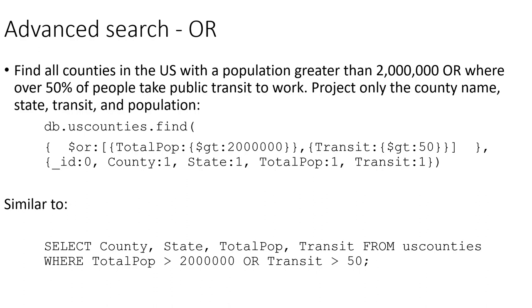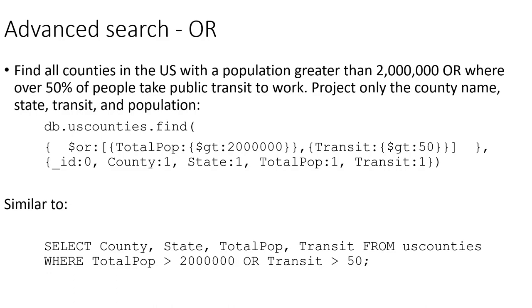And this is where I was saying that using the AND operator was going to help us understand the pattern of how we need to be executing these operations a little bit better, because if we want to do an OR, we actually have to pass the array of objects we want to evaluate into the OR operator like this. So in this case, we're looking for all counties that have a total population greater than 2 million or that have a number of people that take transit that is greater than 50%.